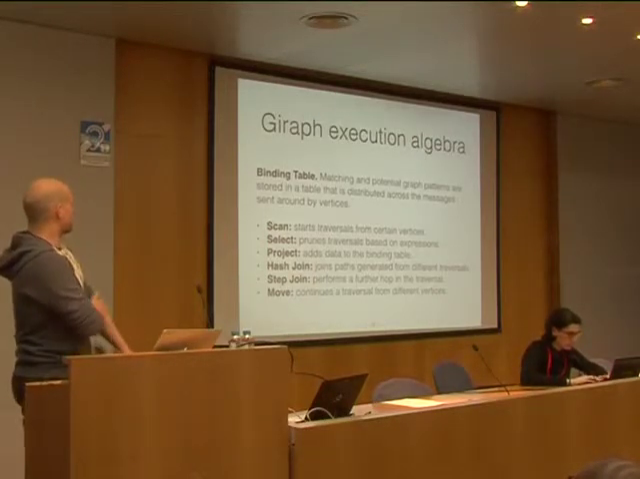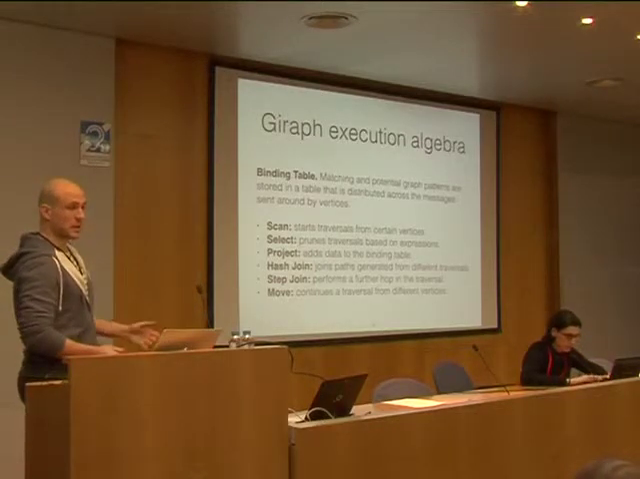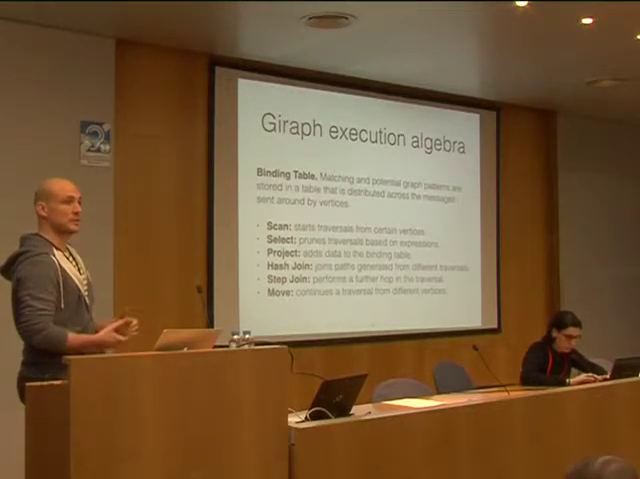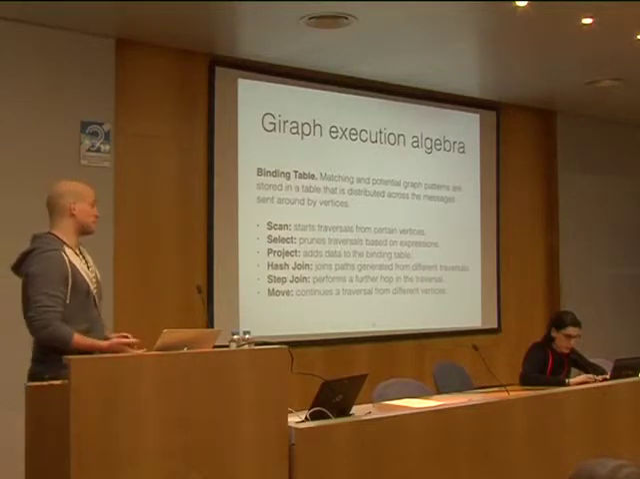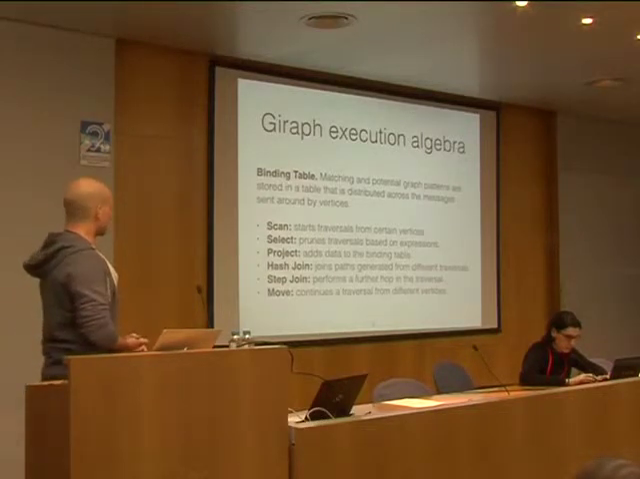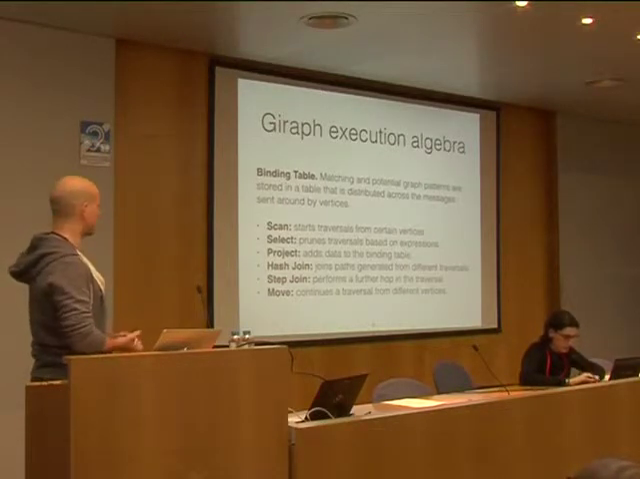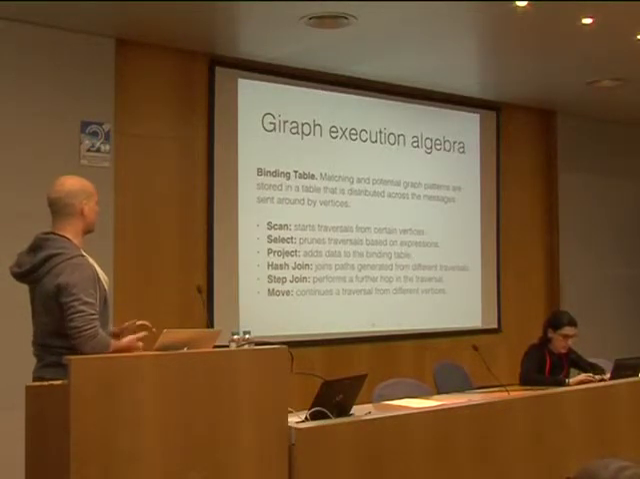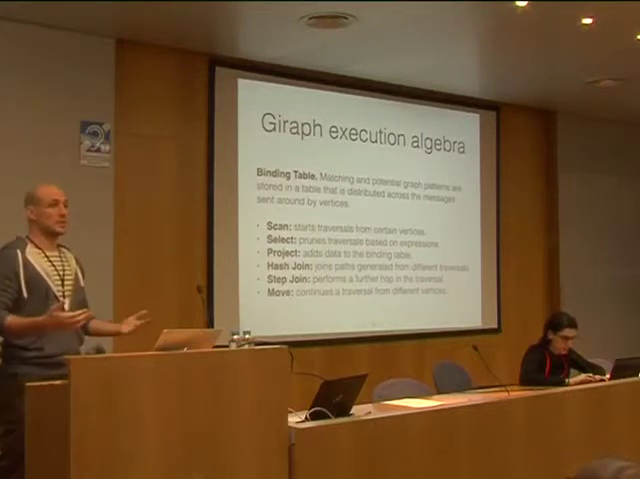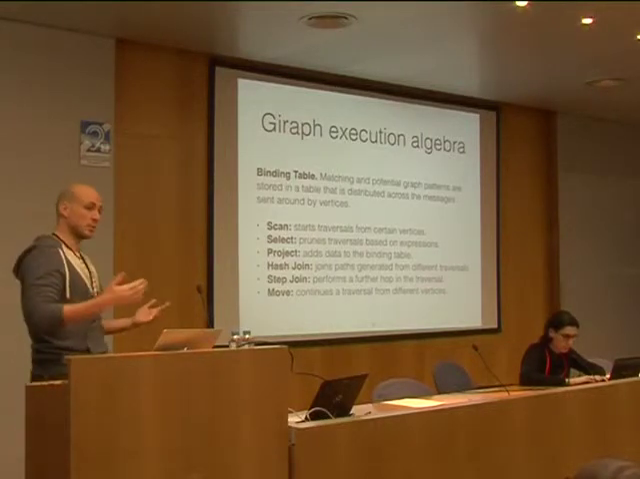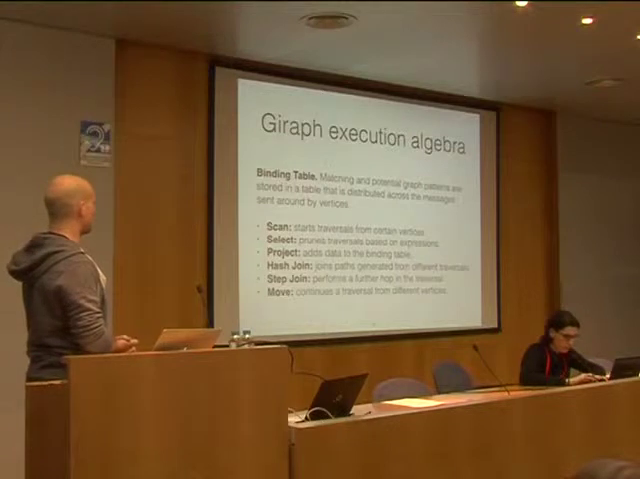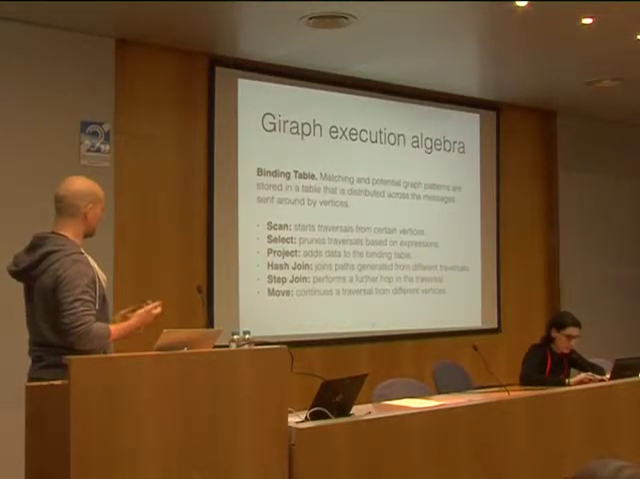So we have a bunch of these operators. One is a typical scan. It goes through all the vertices, matching for a particular set of properties or classes for the vertices, and starts a traversal for a graph pattern matching. Then we have a select, which selects some of these properties, for example, and prunes entries in the binding table.